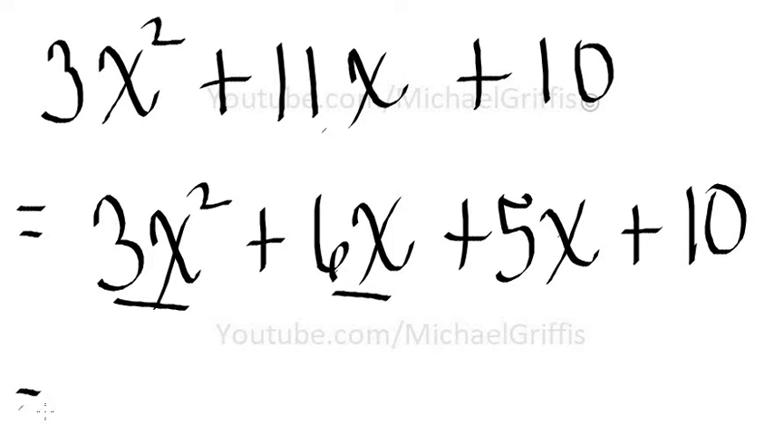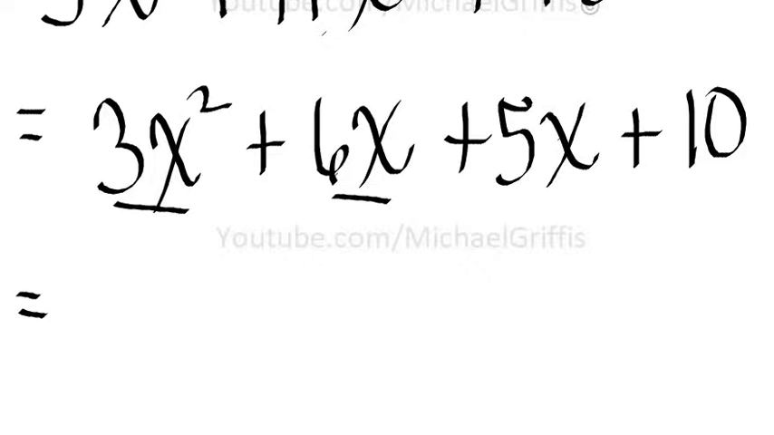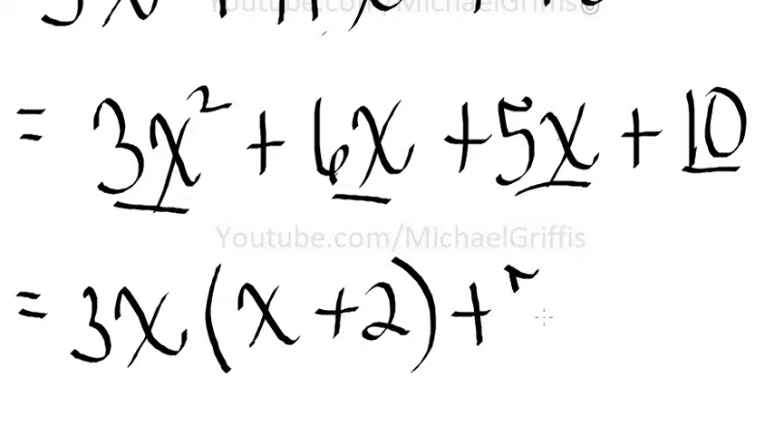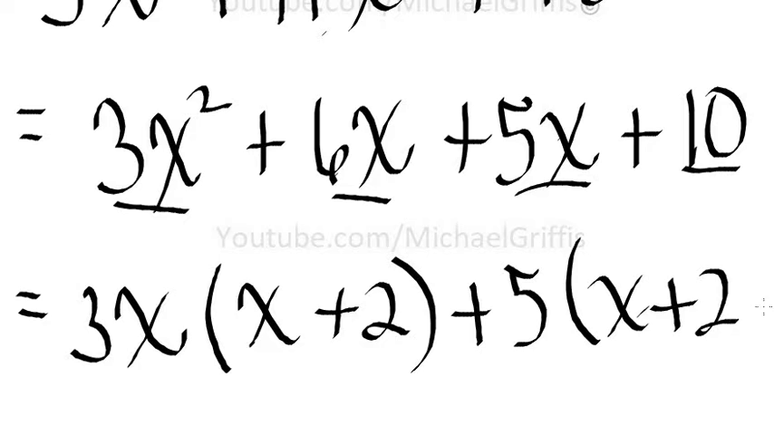Let's stop talking about it and let's do it. So 3x, let's factor this out. We're left with an x plus 2. Right? Now look at over here. 5x and 10. If I factored out a 5, we'd be left with x plus 2. See that? Now what do you think's coming next?